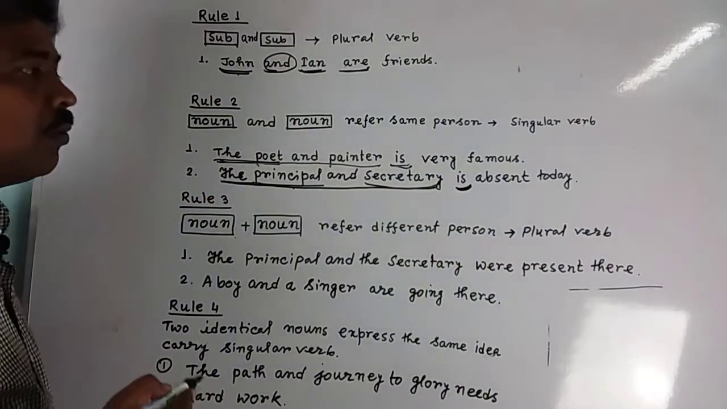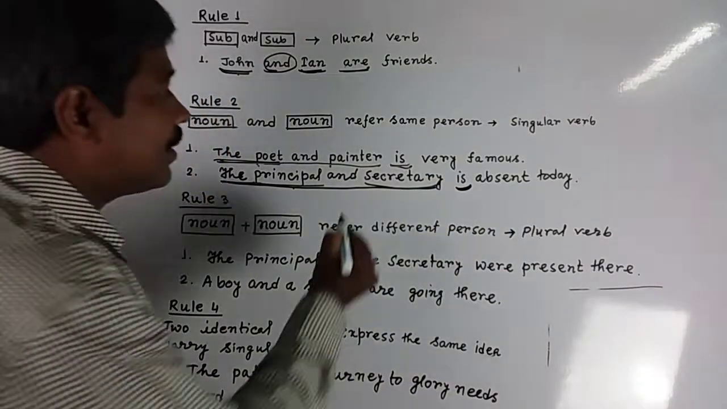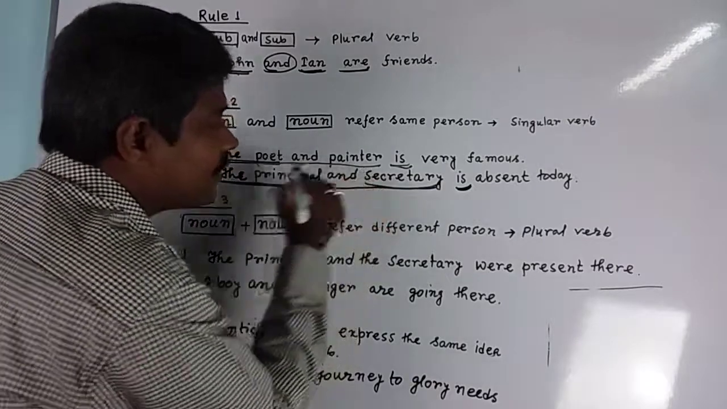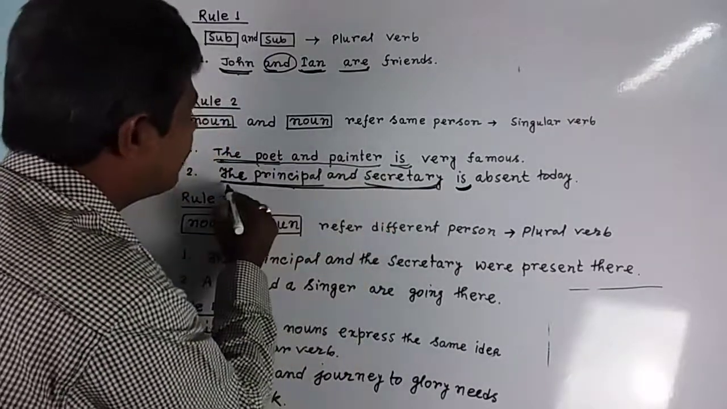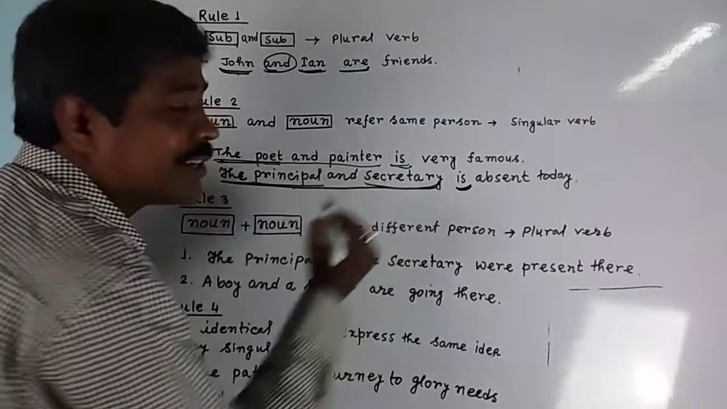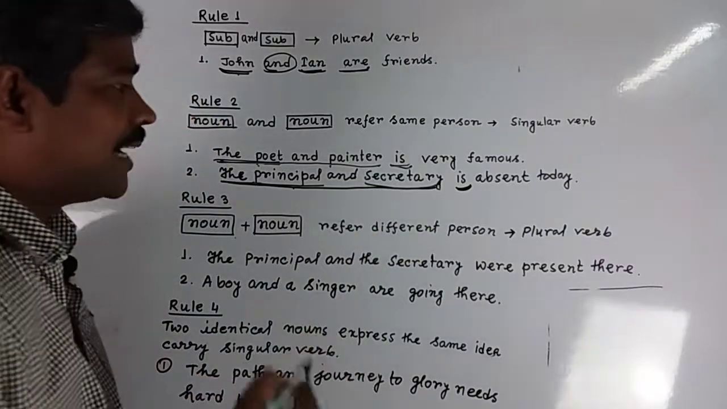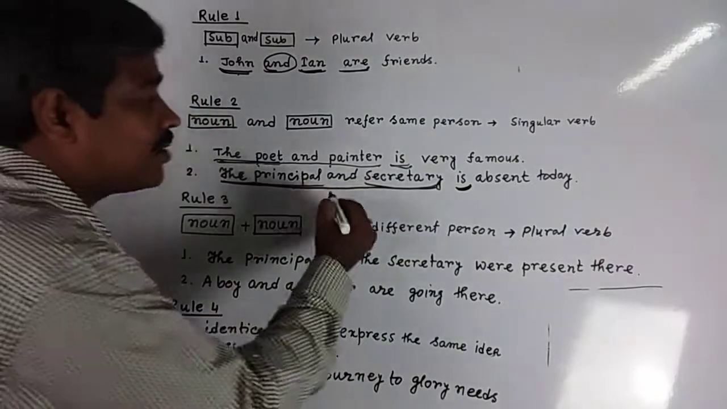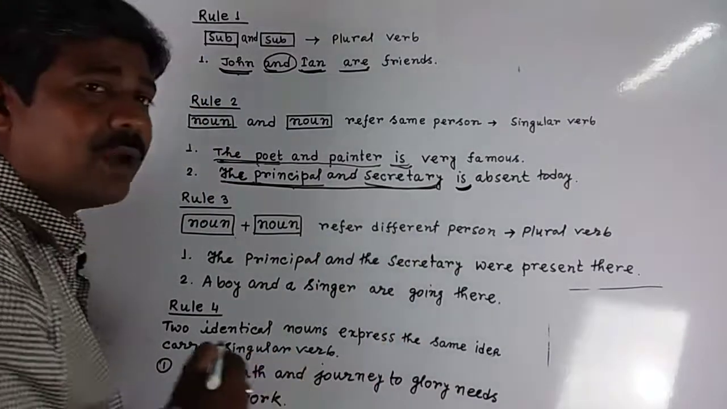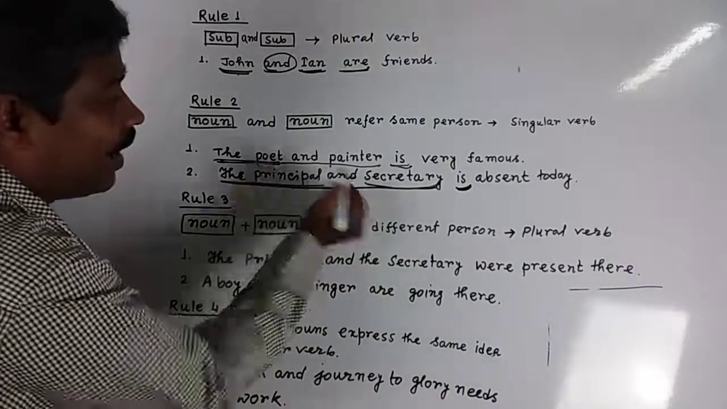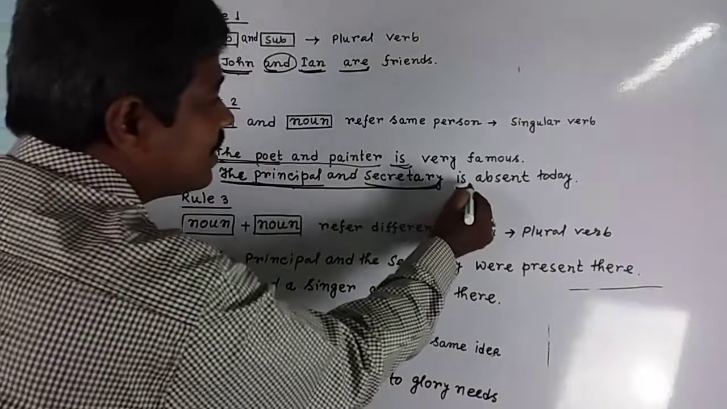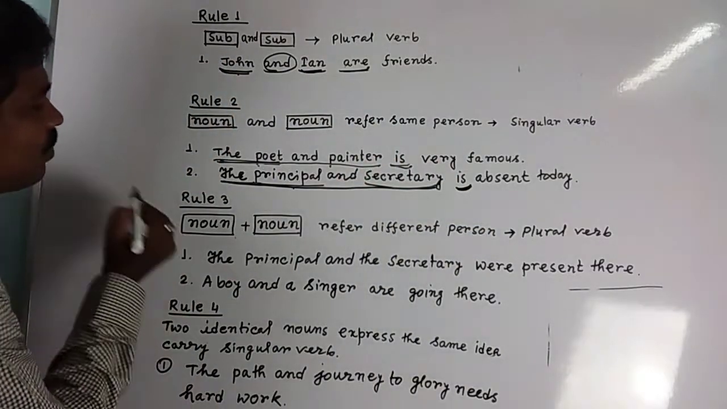If we want to write down are, there should be another the, the principal and the secretary. If the sentence is written the principal and the secretary, then we have to write down are. But here it is not written the. So the verb is singular one. Just look at the next one.